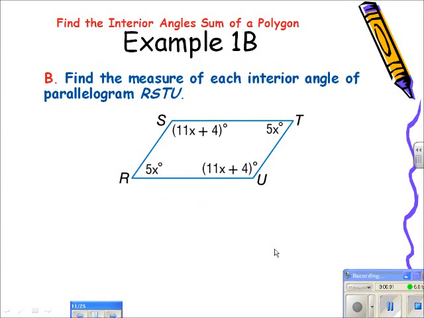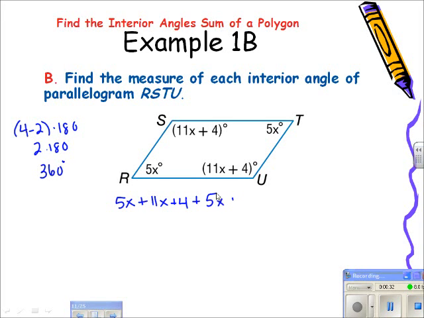B. Find the measure of each interior angle of parallelogram RSTU. A parallelogram has 4 sides, so 4 minus 2 times 180 means there are really 2 triangles I could draw. 2 times 180 is 360 degrees, so I know all 4 angles in a quadrilateral will add up to 360. All I have to do is add up angle R plus angle S plus angle T plus angle U, and I know they add up to 360 degrees.